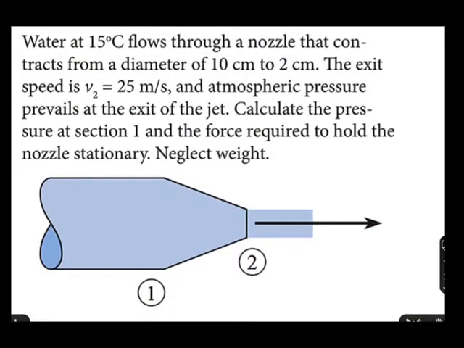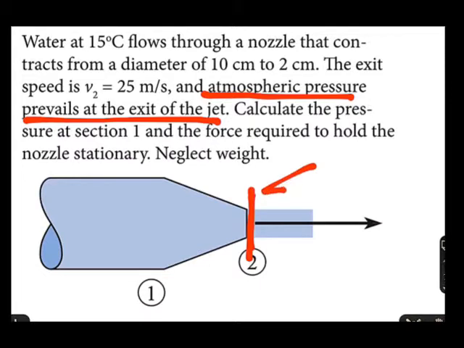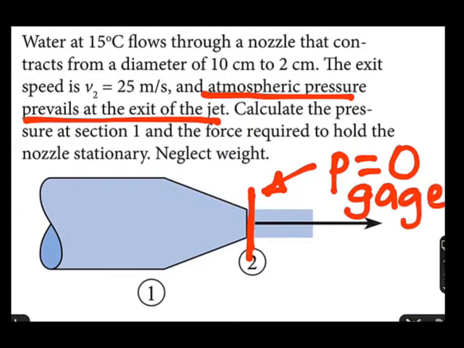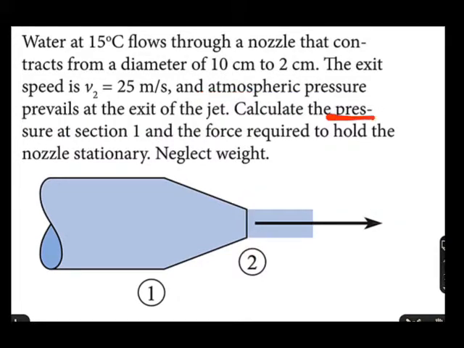This statement says that atmospheric pressure prevails at the exit of the jet, and what that means is that the pressure everywhere across this cross-section is atmospheric, which is 0 gauge. So the pressure there is 0 gauge. The goals are the pressure at section 1, so the pressure across this section, and the force required to hold the nozzle stationary. So force, and we're told to neglect weight.